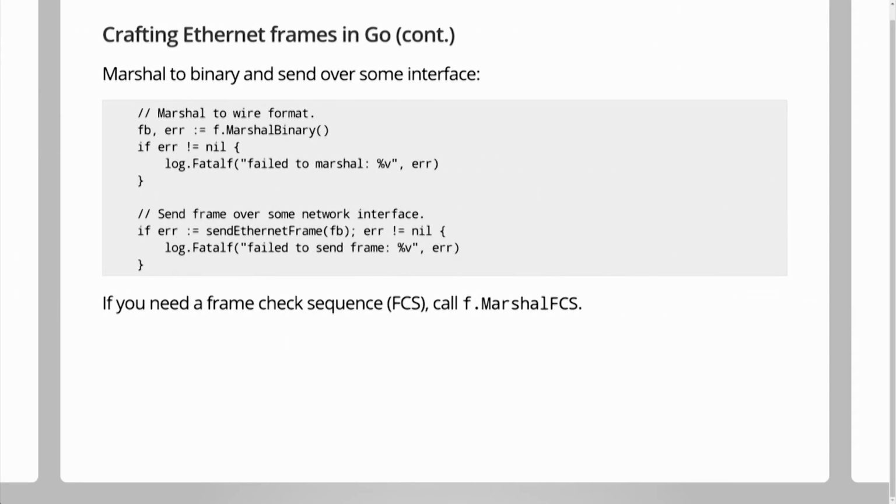Now that we have our frame crafted, we can marshal it to binary, and this will create the diagram I showed you earlier, that same binary form that's compatible with the wire format. Now that we've got the frame in binary form, we can send it over some network interface. It could be a physical interface, virtual interface, a tap, or what have you, really just about anything. In some circumstances, it can be useful to apply the frame check sequence, but normally the operating system will do this for you. If you find yourself in need of this functionality, you can just call the MarshalFCS method instead of MarshalBinary.